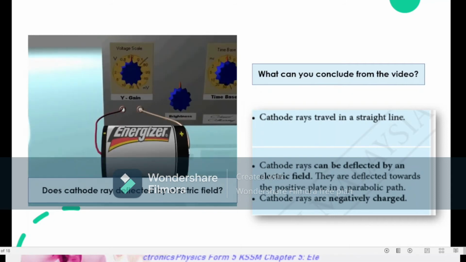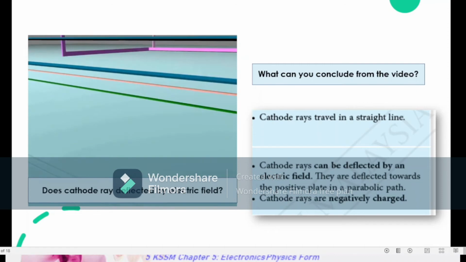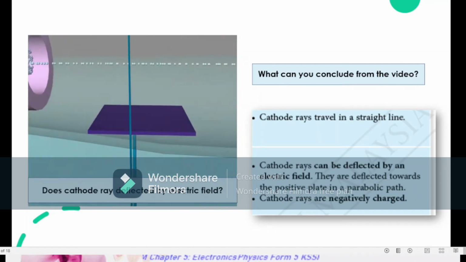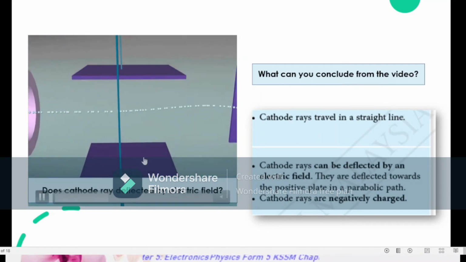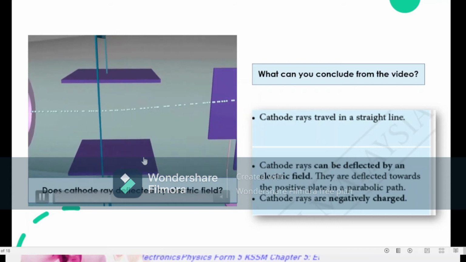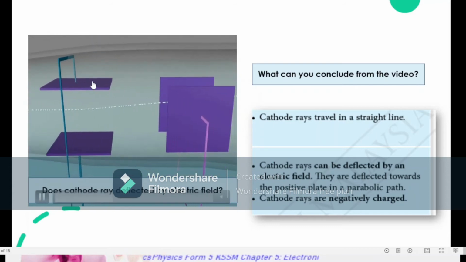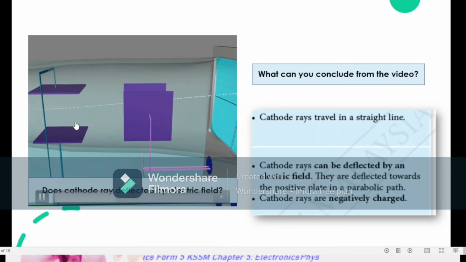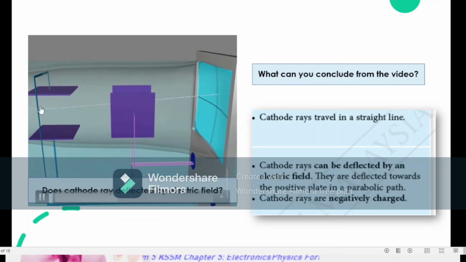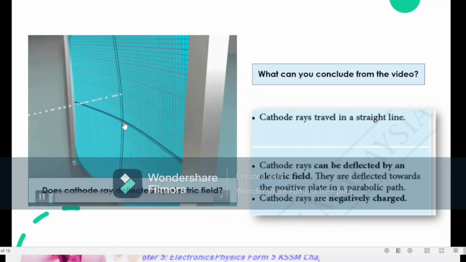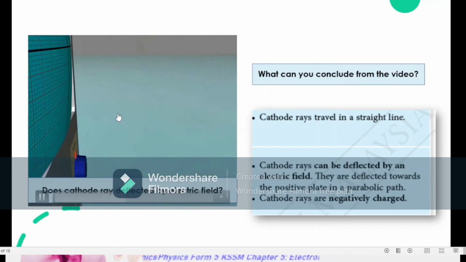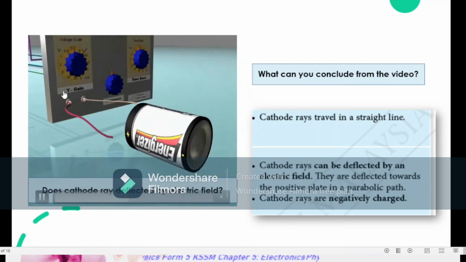Okay, for the Y gain, insert one battery, meaning there is a potential difference across the above and below plates. Let's say above is positive, below is negative. So you can see the cathode rays are deflected upwards. So on the screen, you can see the spot produced on the screen now deflects up.